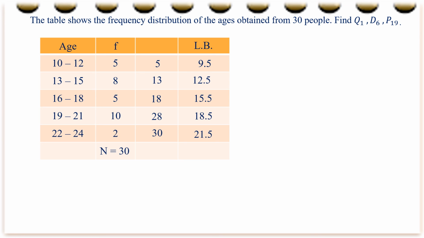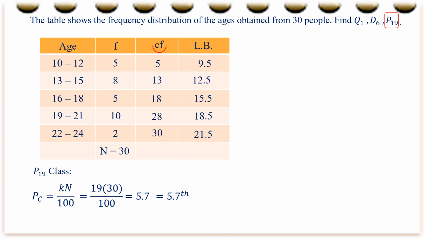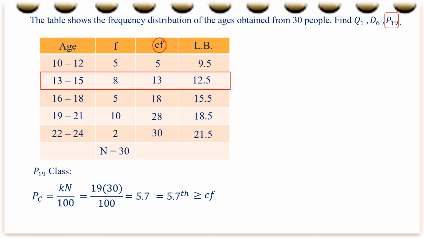Now, the last one, we are going to solve P19. To get P19, we first determine the P19 class. Using the formula Kn over 100 and substituting K and N, we get 19 times 30 over 100, which is equal to 5.7. Take a look at your CF, the first number greater than or equal to 5.7. Correct, it is 13, so this is your P19 class.